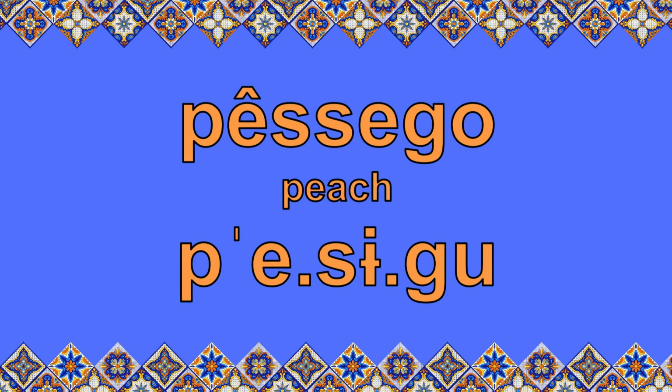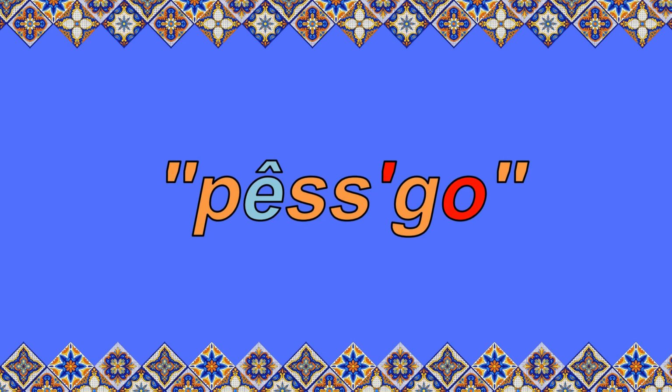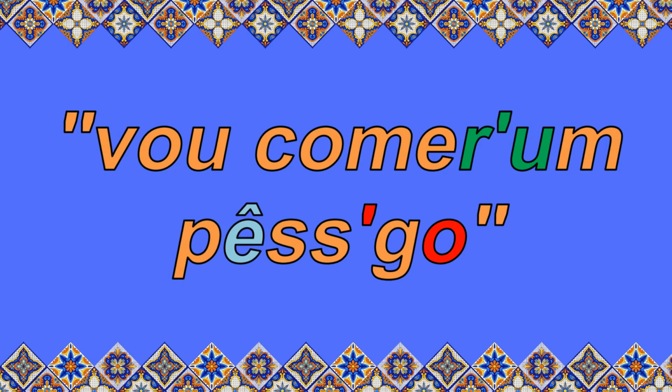Pêssego, pêssego. The first E is part of the stressed syllable, and the second E is unstressed, as is the final O, which tends to be quite reduced or suppressed in conversation. In fact, this word is an example of one that suffers vowel reduction in the middle of the word in informal fast speech. For example, "Vou comer pêsco. Vou comer pêsco."